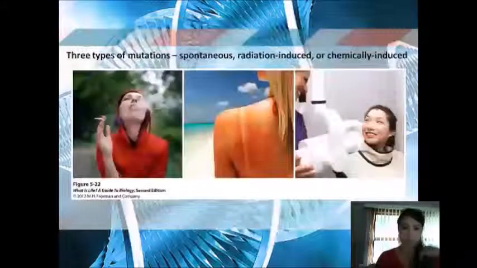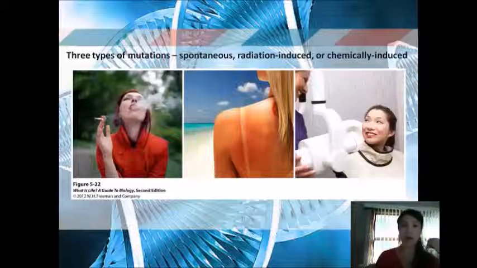So the three types of mutations that we could look at are spontaneous, radiation-induced, or chemically induced mutations. If you look at the picture, you can tell what each one of those are. Spontaneous mutations are things that are happening that we can't explain why they happen. They just happen spontaneously, and a lot of those have DNA sequences where the DNA can go in and fix that before it's translated into the wrong protein.